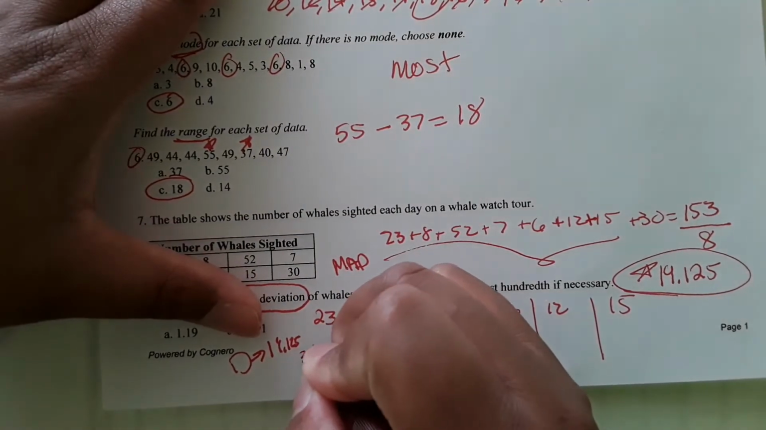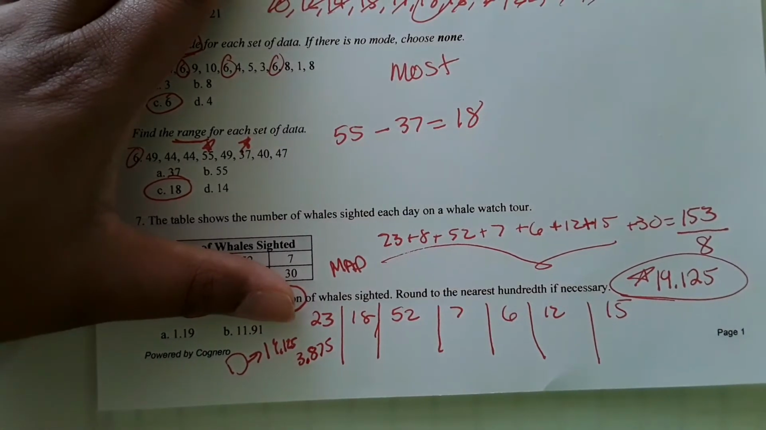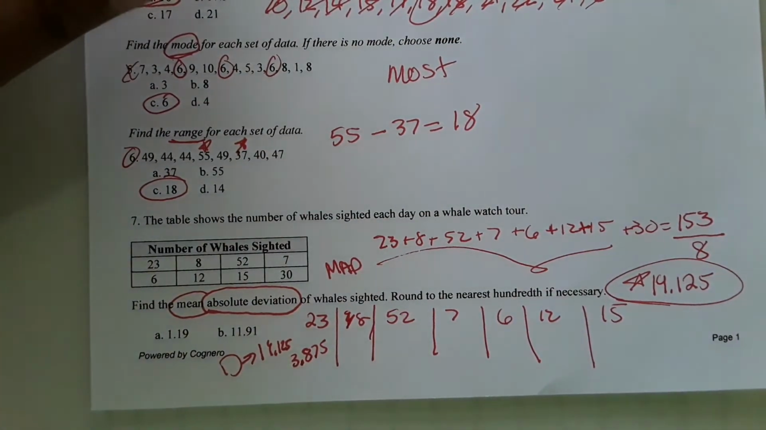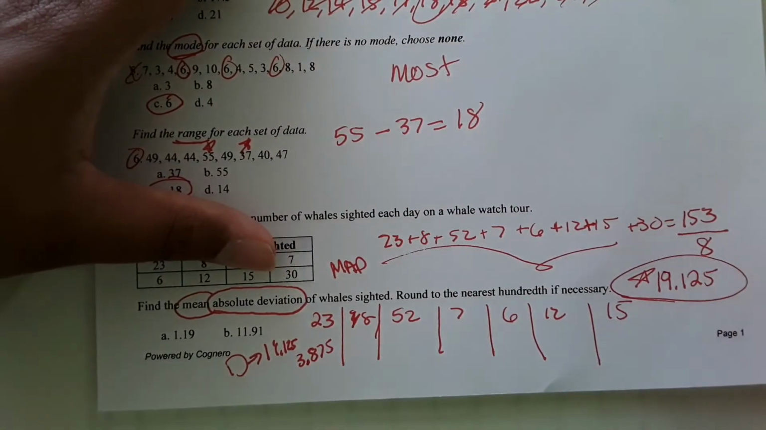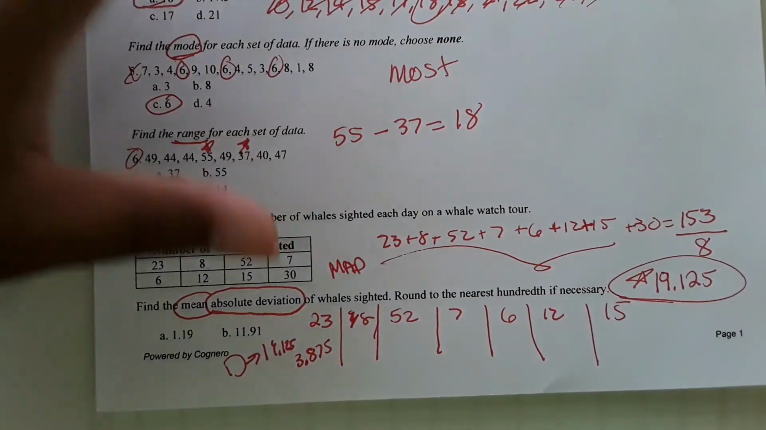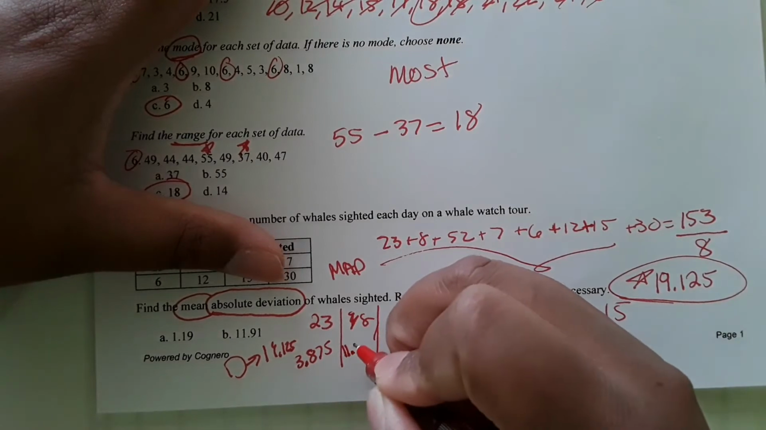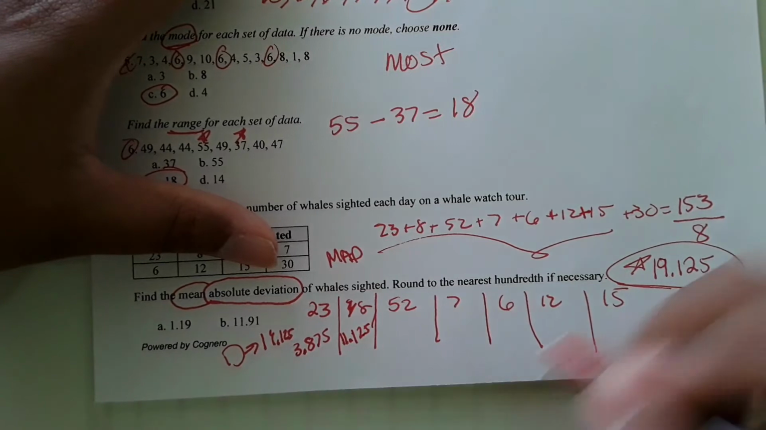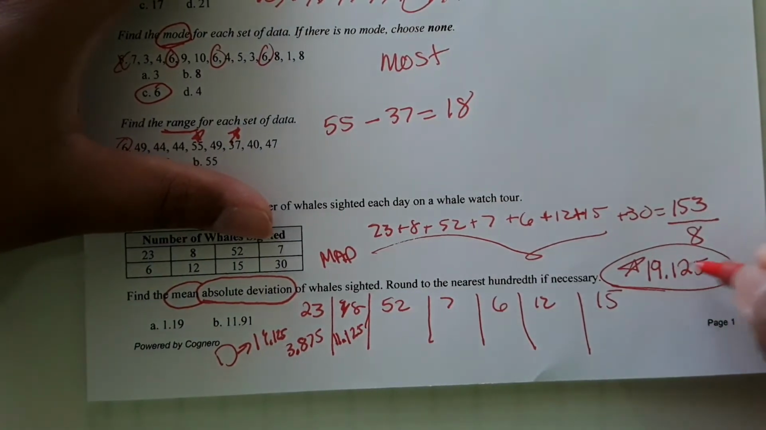After you put that in, you would have gotten 3 and 875 thousandths. You did the same thing for 8. You typed in 8 minus 19 and 125 thousandths. It would have given you a negative number, but again, we're talking absolute value, so it's positive because it's a distance. You get 11 and 125 thousandths. So you would have done the same process, 52 minus 19 and 125 thousandths.